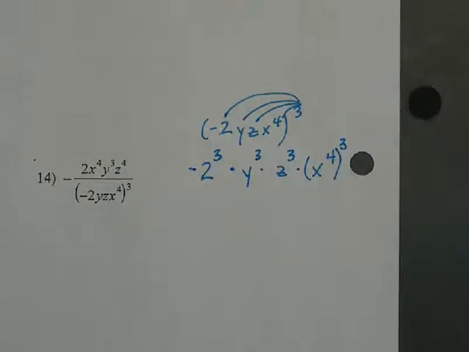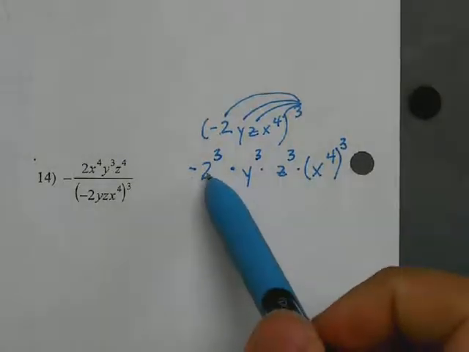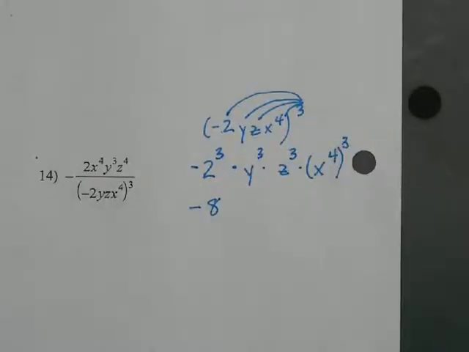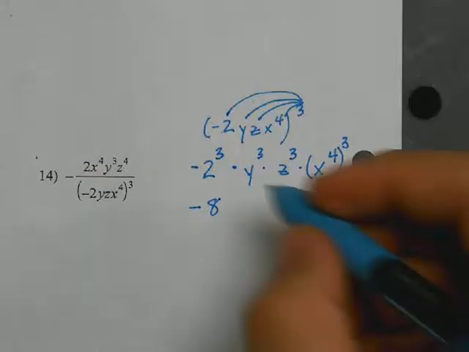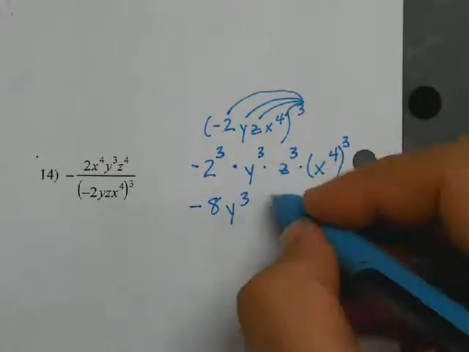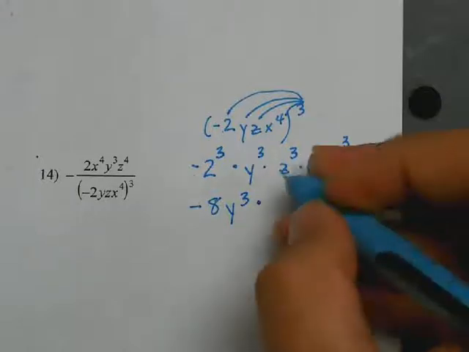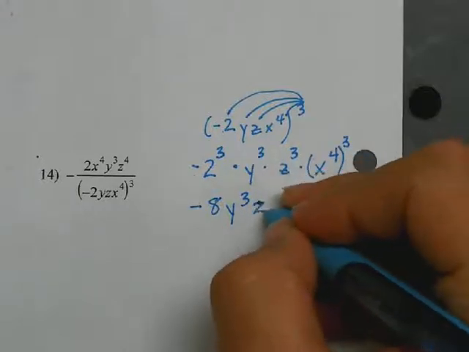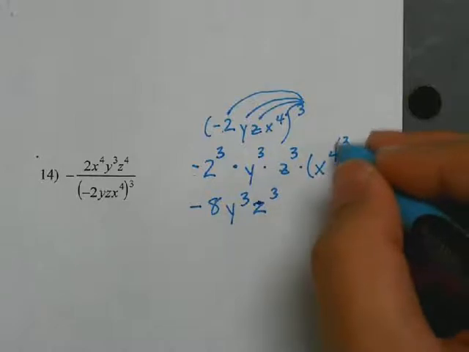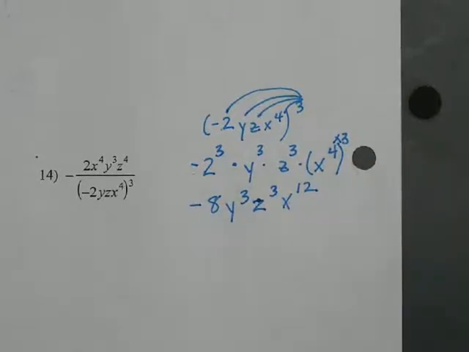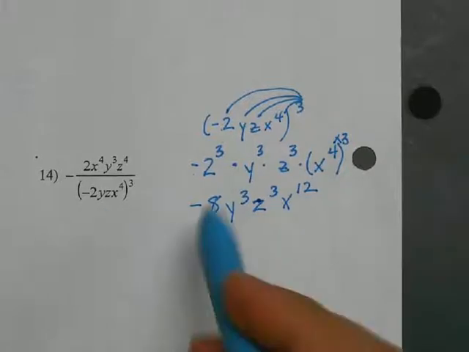Now we can simplify this. Negative 2 times negative 2 is a positive 4, but times another negative 2 would give us a negative 8. So negative 8, and then y cubed remains the same, and then z cubed, sorry. And then x to the 4th cubed, you multiply that, and that's going to be x to the 12th. So now this power of a product is simplified to this right here.